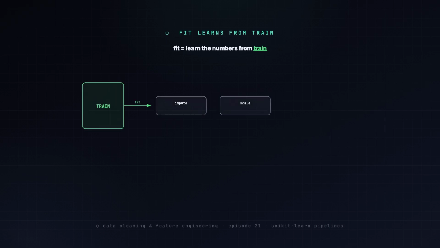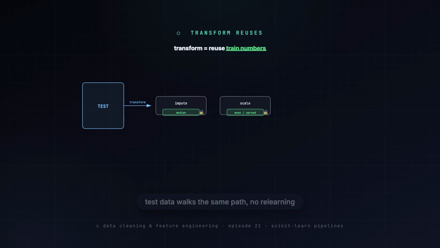Here's the magic. When you call fit, each step learns its numbers from the training data only. The imputer learns the train median. The scaler learns the train mean. When you call transform on the test set, the data walks the same steps, but reusing the numbers already learned from train. The test set never teaches the machine anything.